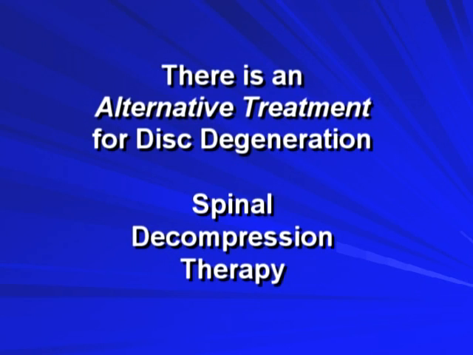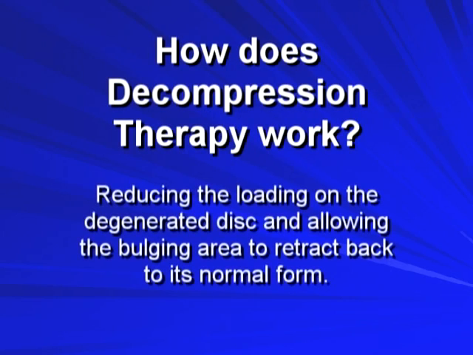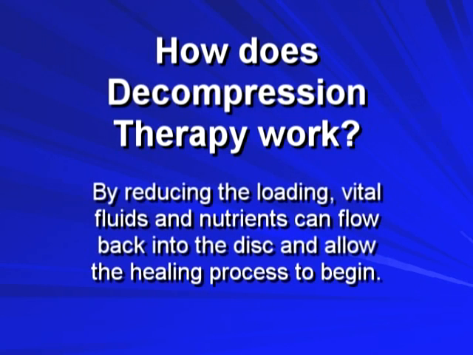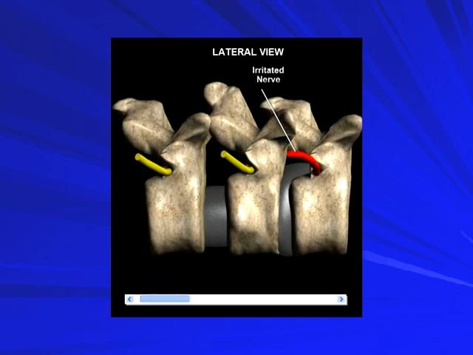The treatment is called spinal decompression therapy. How does decompression therapy work? Decompression therapy works by reducing the loading on the degenerated disc and enabling the bulging area to retract back to its normal form. By reducing the loading, vital fluids and nutrients can flow back into the disc and allow the healing process to begin. Let's animate the decompression process on a bulging disc within the lumbar area.